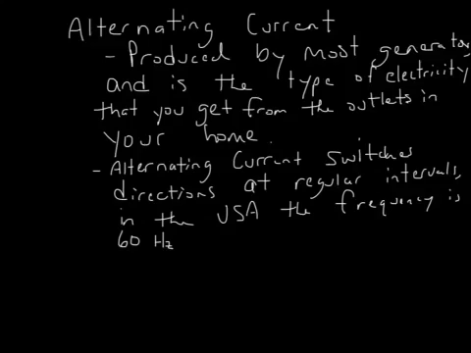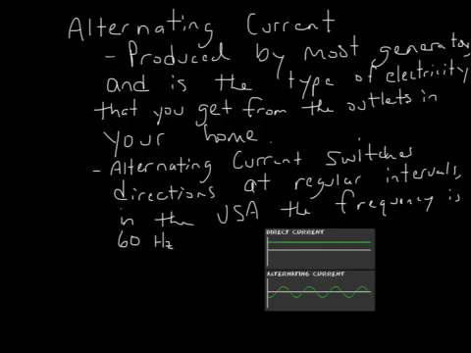Alternating current, or AC, is produced by most generators and is the type of electricity that you get from the outlets in your home. Alternating current switches direction at regular intervals, and in the United States the frequency is 60 Hertz, which means it goes right and left 60 times every second. The figure below shows a graph for alternating current and also one for direct current.